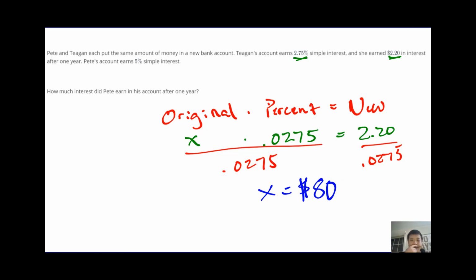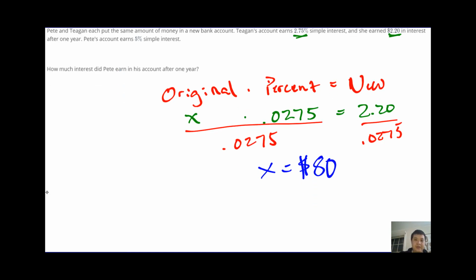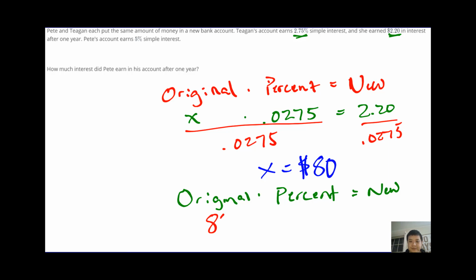To find out how much Pete earned in 1 year from his account, we now know that he put in $80, so that's now our new original amount. And we know that he got 5%. Okay, so original times percent equals new. And again, we're only looking for the interest. We're not looking for how much money is going to be in his account. So it's 80 times 0.05. We're just looking for that 5%. And when we do that, we find that he made $4 after 1 year.